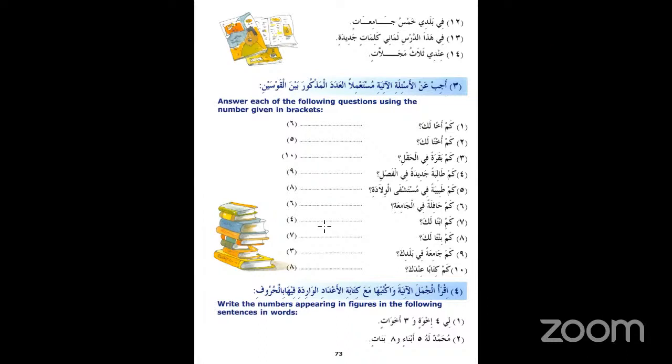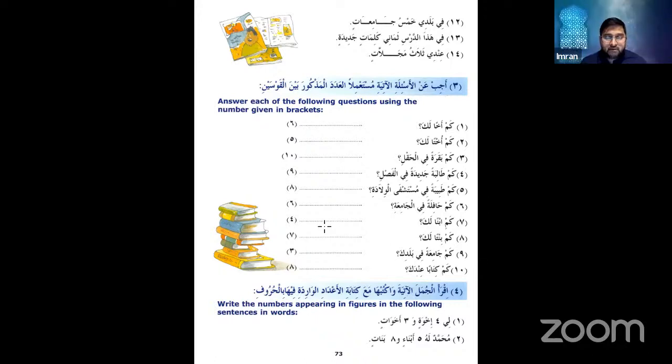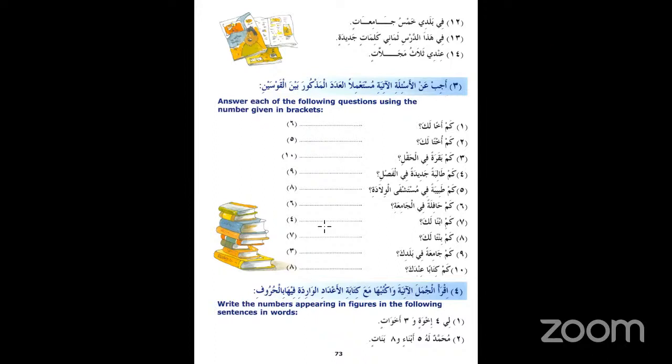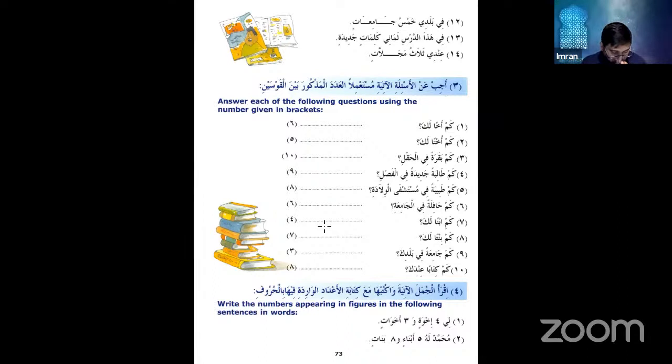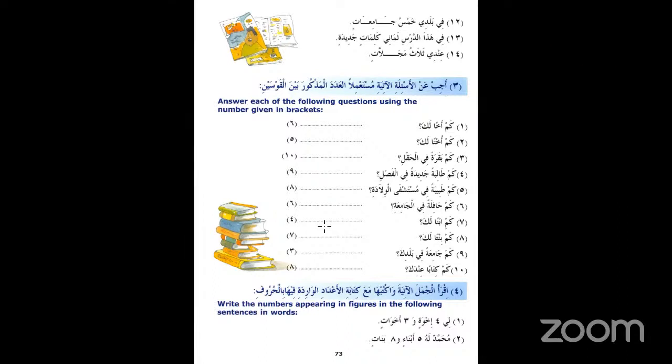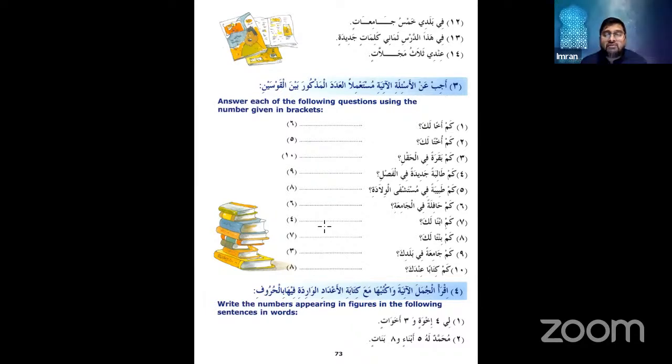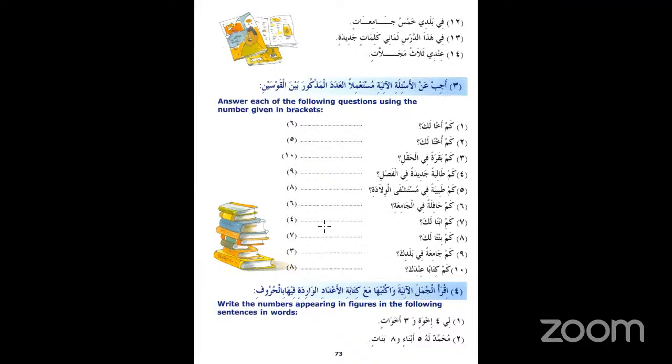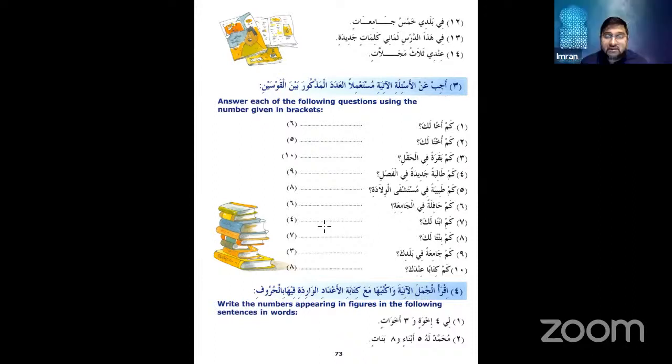Correct. كم حافلة في الجامعة. How many buses in the university? So 6 buses. تسعة is 9. ست. في الجامعة ست حافلات. Yep. حافلات. Correct. So, ست حافلات. Correct. Thank you. Sister Parveen Naqawi.